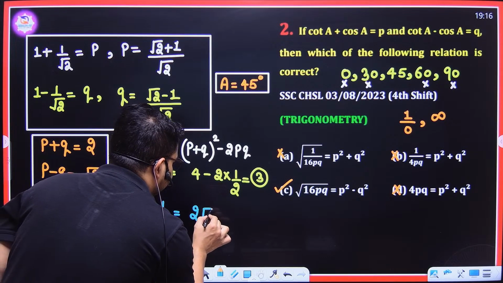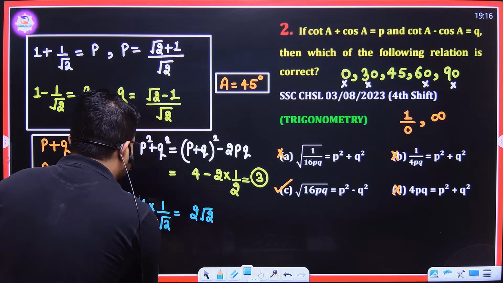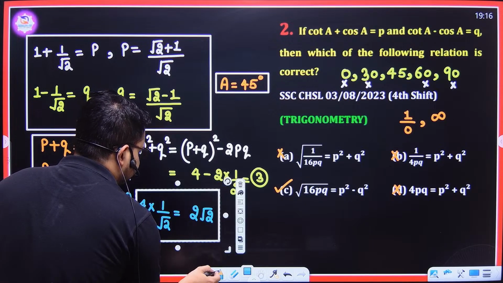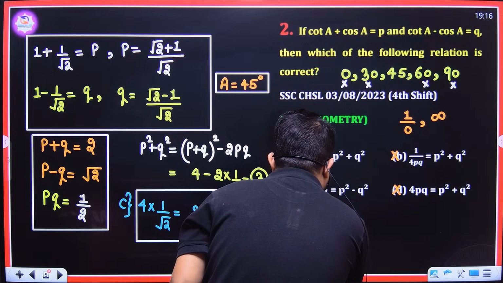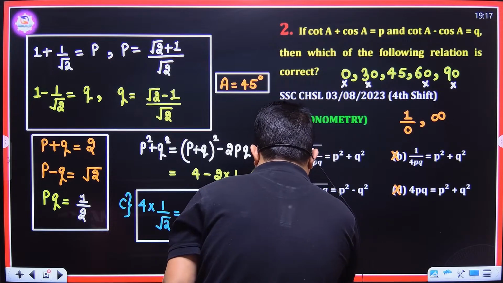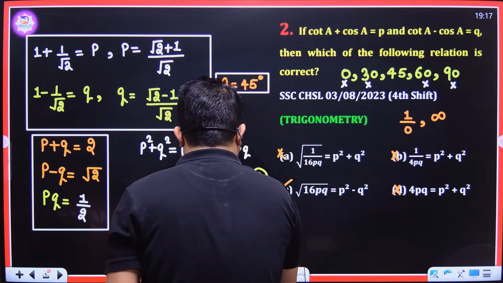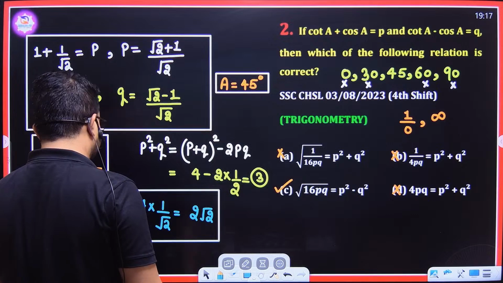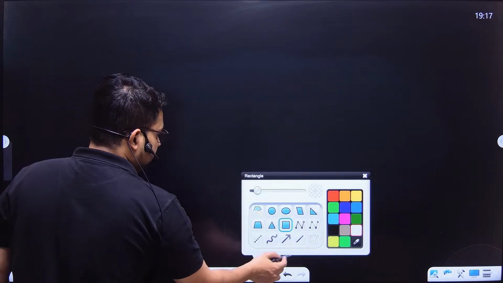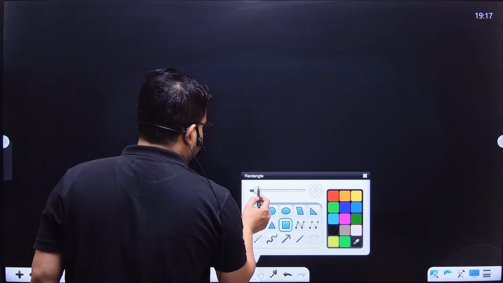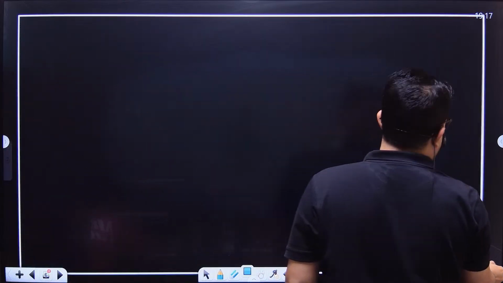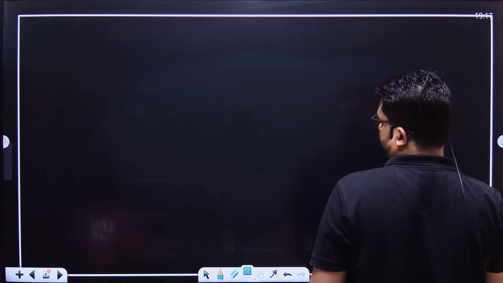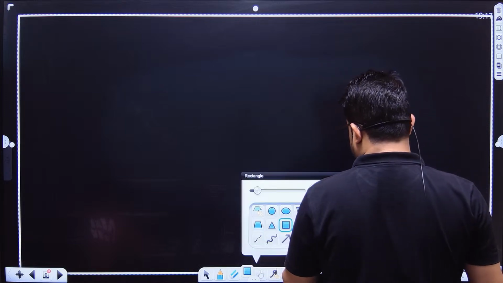It means the left hand side is equal to the right hand side. It means it is satisfied. This one is 2 root 2, this one is 2 root 2, and this one is also 2 root 2. So option number C is correct. So I have a result which you will remember. Always you have to remember this result. And what is the result?